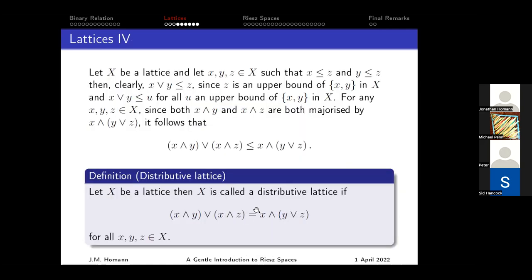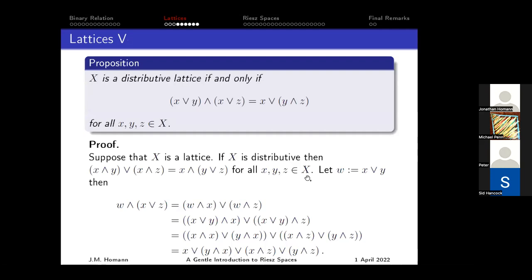So we can view this distribution like multiplication and addition. Here we have X multiplied by Y plus Z. We can multiply it out. That gives us X times Y plus X times Z. So it looks similar to the distributive property of multiplication and addition in a ring, or particularly in a field. And so this is why we'll say that this is called a distributive lattice when this property holds.